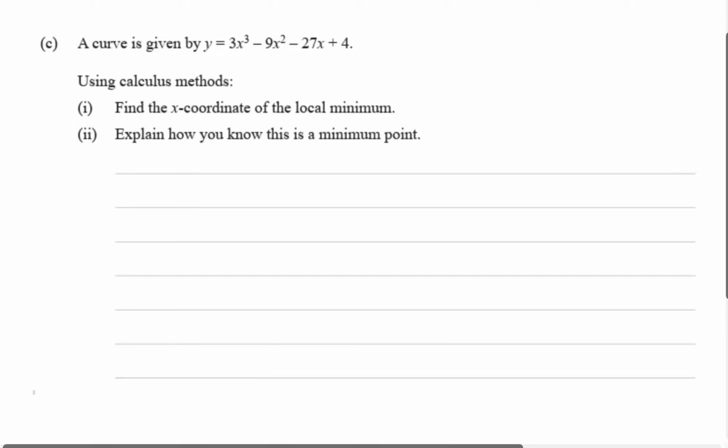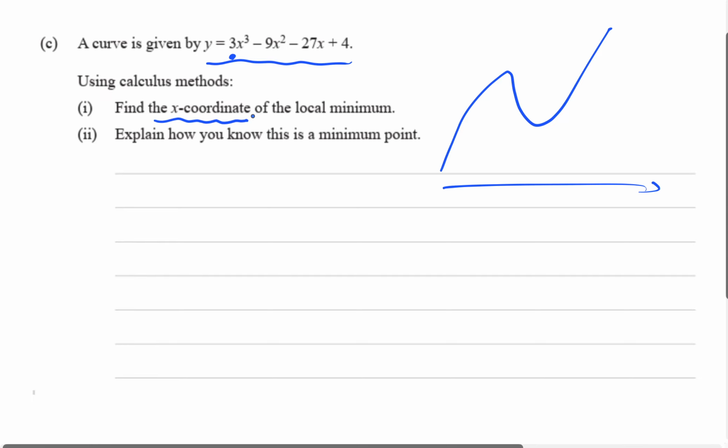Okay, let's have a look at this question. For today, 6th July, this is a cubic function. For a cubic function, sketch the graph first. It looks like this because the number before the highest power is positive, so it goes up. Which means when you ask me the x coordinate of the local minimum, it should be here.